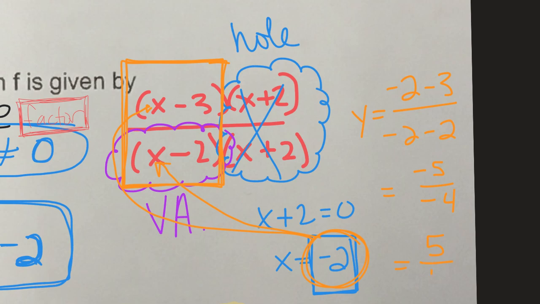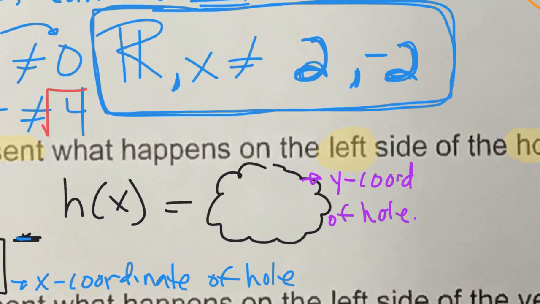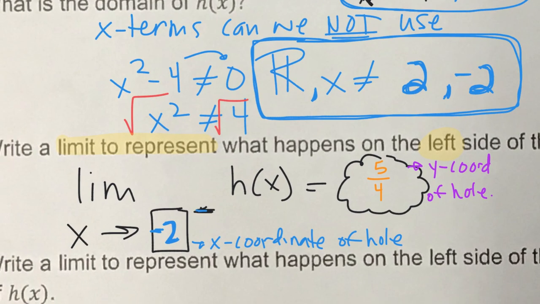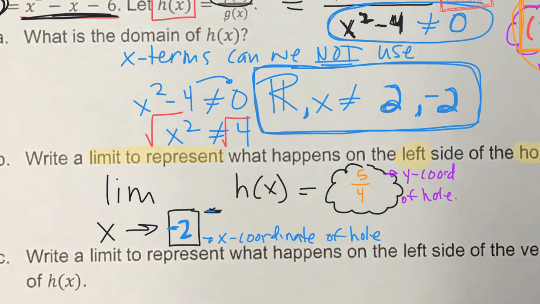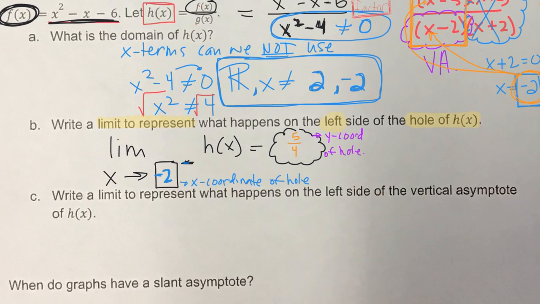positive 5/4. So this is the number that goes in your box. This is the y-coordinate of your hole, 5/4. Okay, so this is the limit statement for a hole. You have the x-coordinate down here, and you have the y-coordinate right there, which is different than the vertical asymptote type of limit.